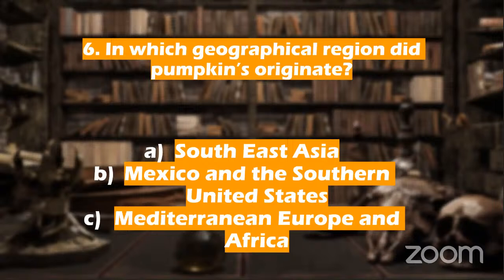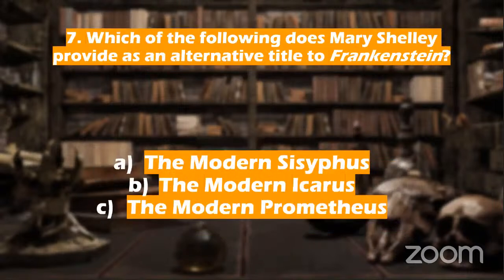Right, question number 7. Which of the following does Mary Shelley provide as an alternative title to Frankenstein? Is it A, the modern Sisyphus, B, the modern Icarus, or C, the modern Prometheus?